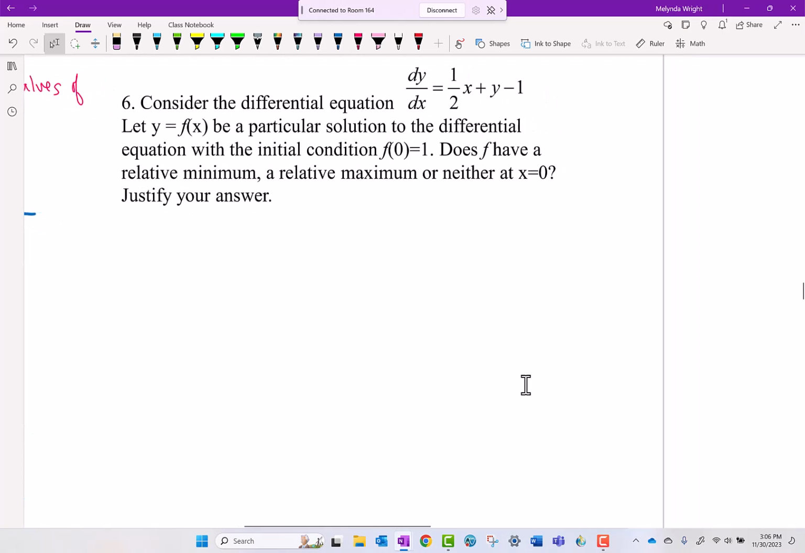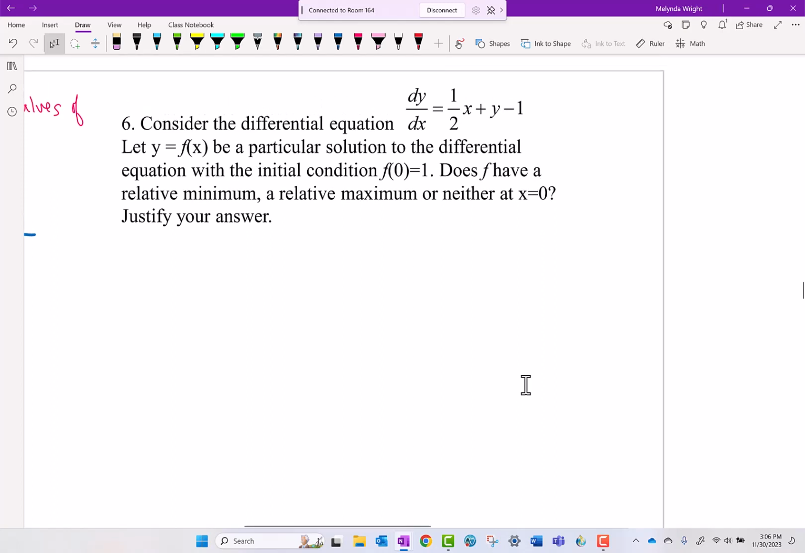Consider the differential equation. So what's a differential equation? It's a derivative. I mean, that's all that means. That's fancy words for it's a derivative or has a derivative in it. One of those things. f of x is a particular solution to the differential equation with the initial condition of f of 0 equals 1.